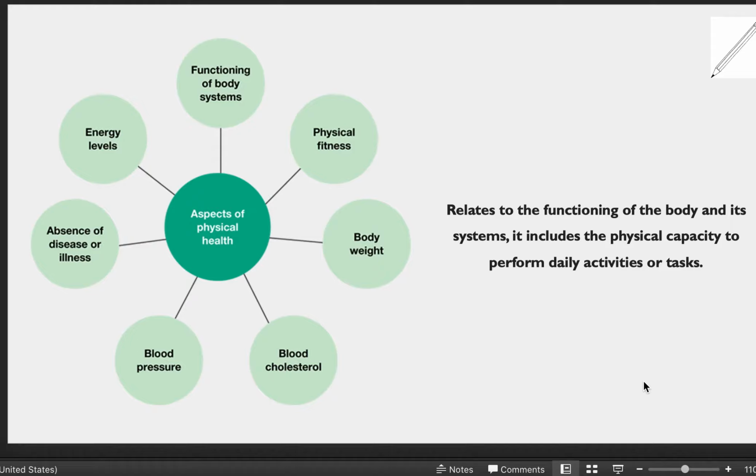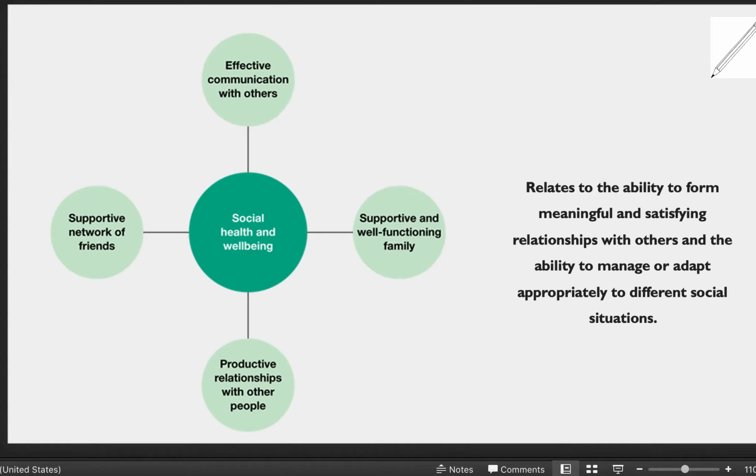That means that you don't have any physical illness or any of the things that might be stopping, being a barrier from you being able to carry out your physical day-to-day life. That means that you have good physical health. So it's all those aspects there. Now, I'm hoping in the notes that you took last lesson, you've got something like that written down.